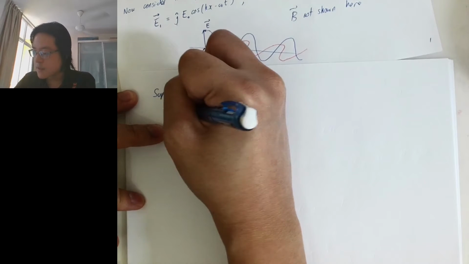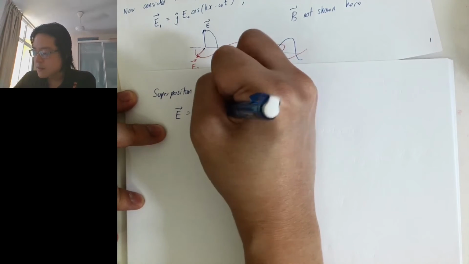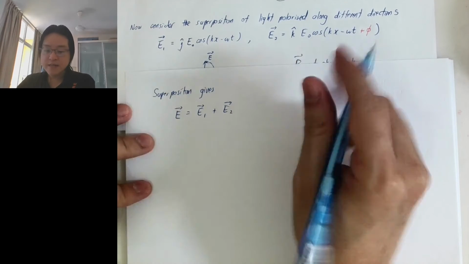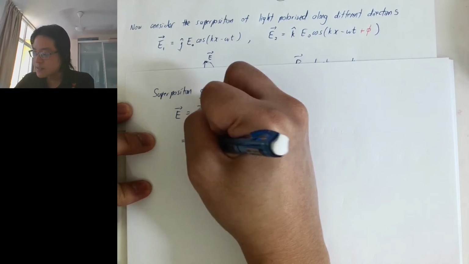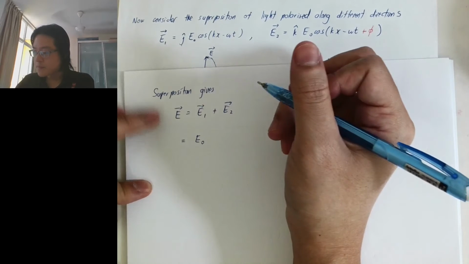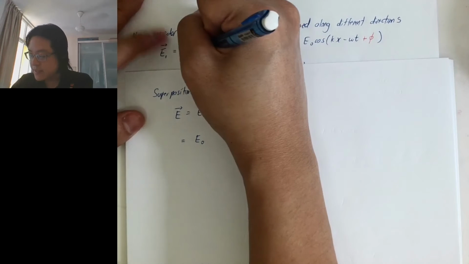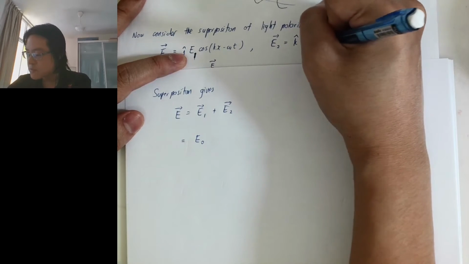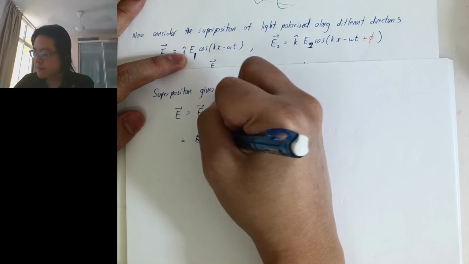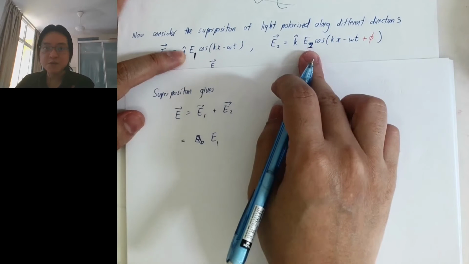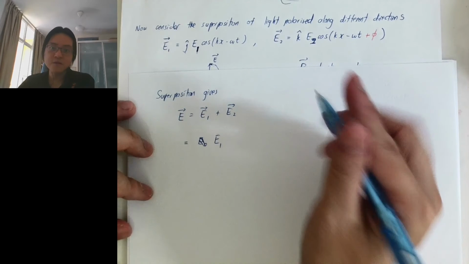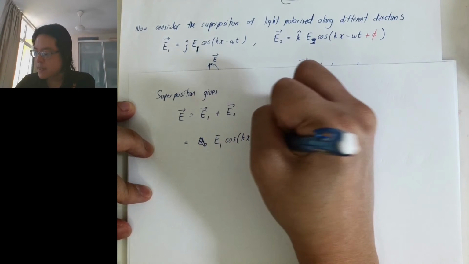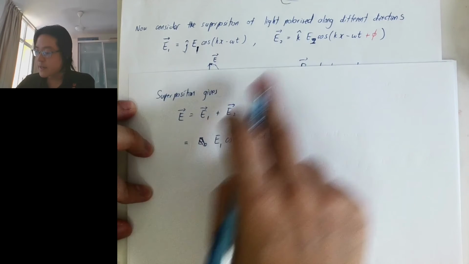Well, I'm supposed to take E1 plus E2. And E1 was this, E2 is this. So just add them up separately. Actually, let us not assume they have the same amplitude. So I have amplitude 1, amplitude 2, so I'm not even assuming they have the same amplitude. E1 cos(kx - omega t) is in the j direction, and then this is in the k direction.